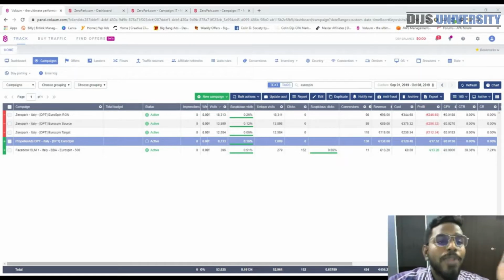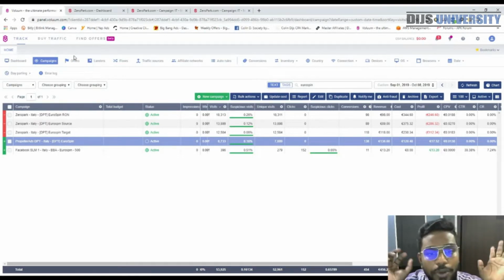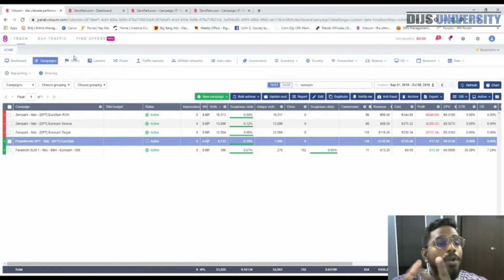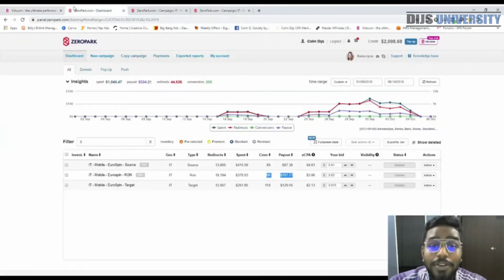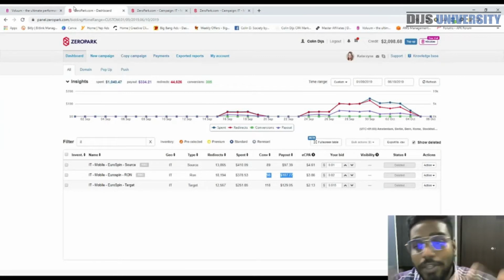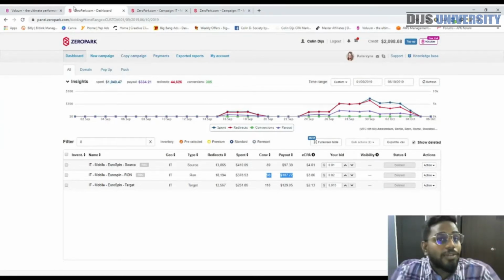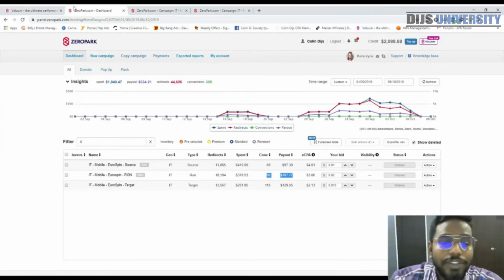The tools that we are going to use: we're going to use Volume, which was our external tracker for all this campaign. I'm going to show you what you can do with Volume, what kind of data you can get from Volume, and why Volume is important. Everything will be explained. We're also going to use Zeropark, because this is where we got our traffic. It's considered our traffic source. So we will be using Zeropark as well.